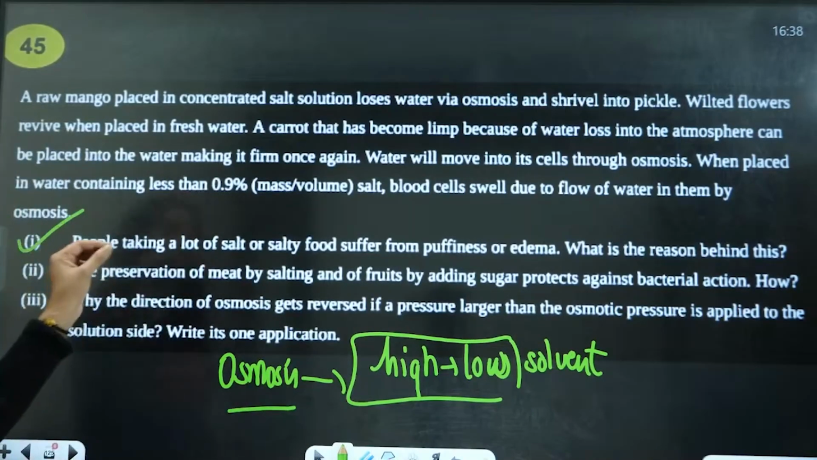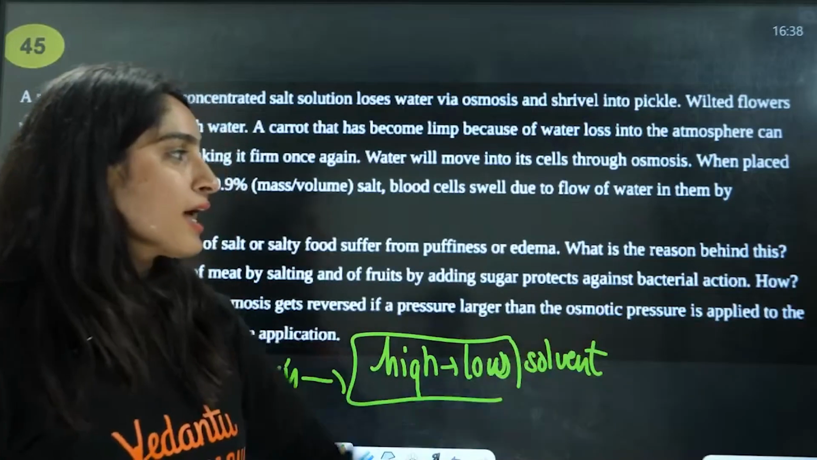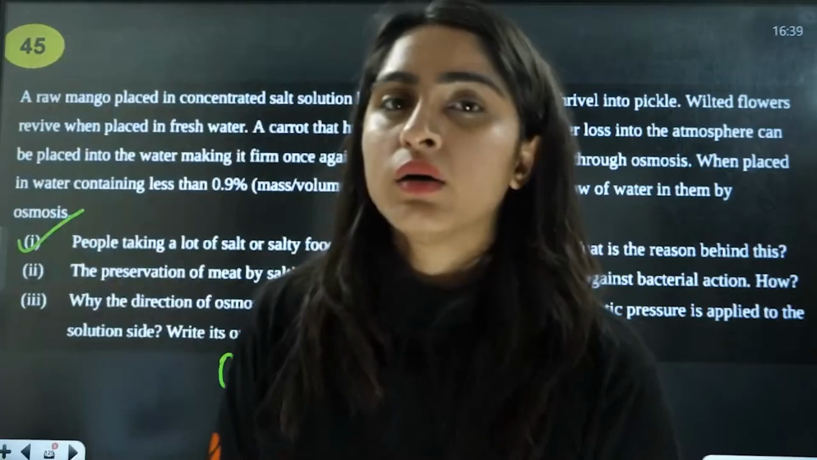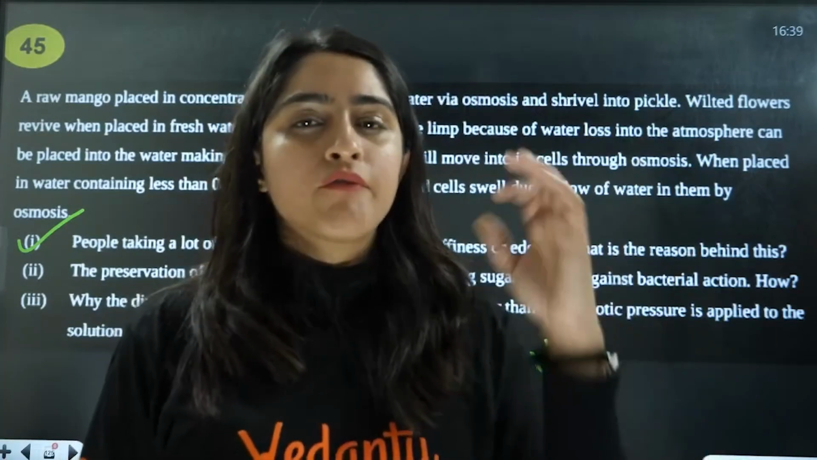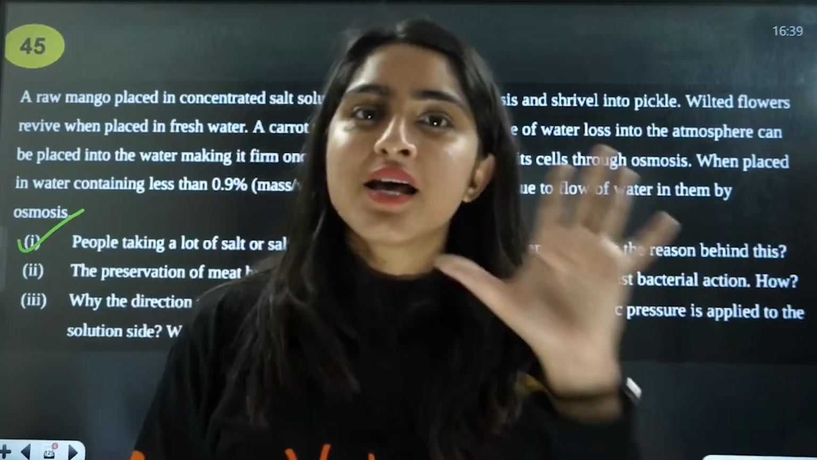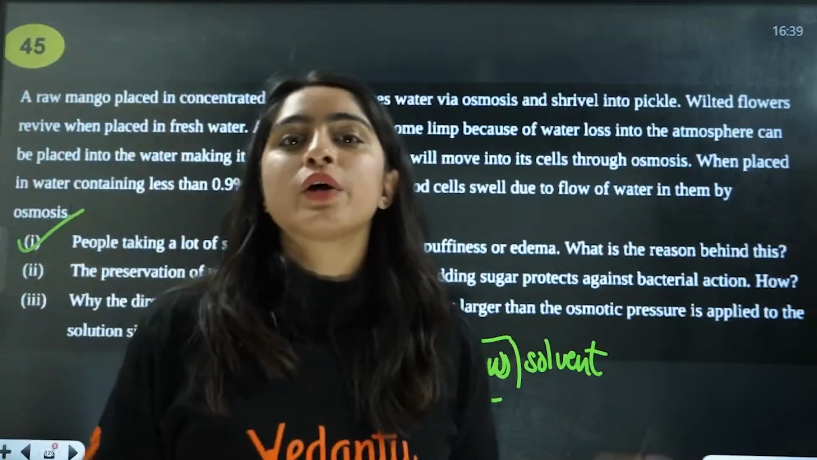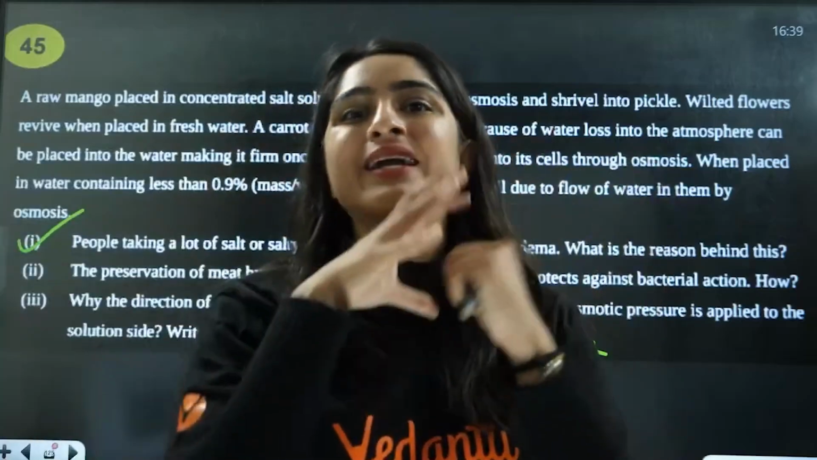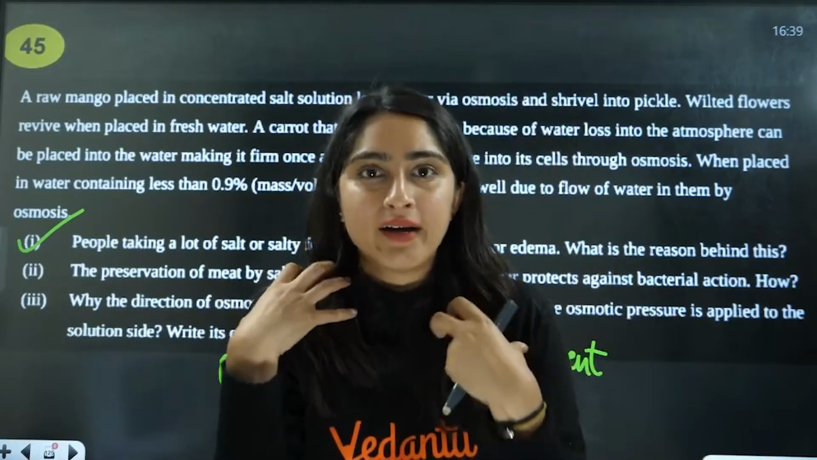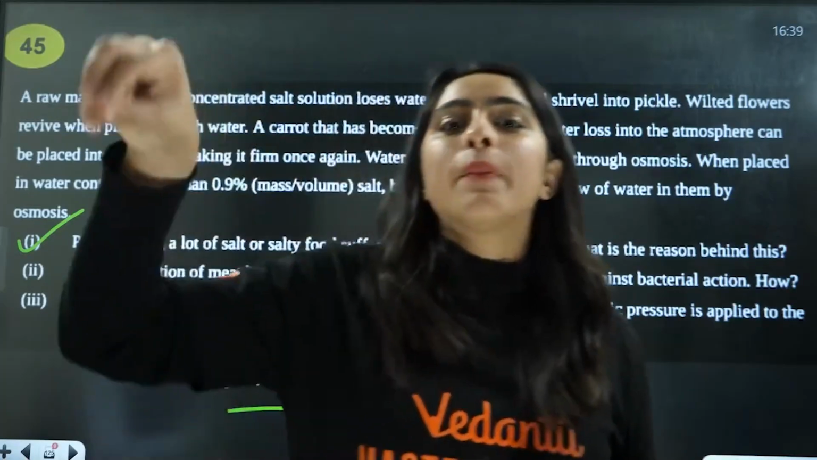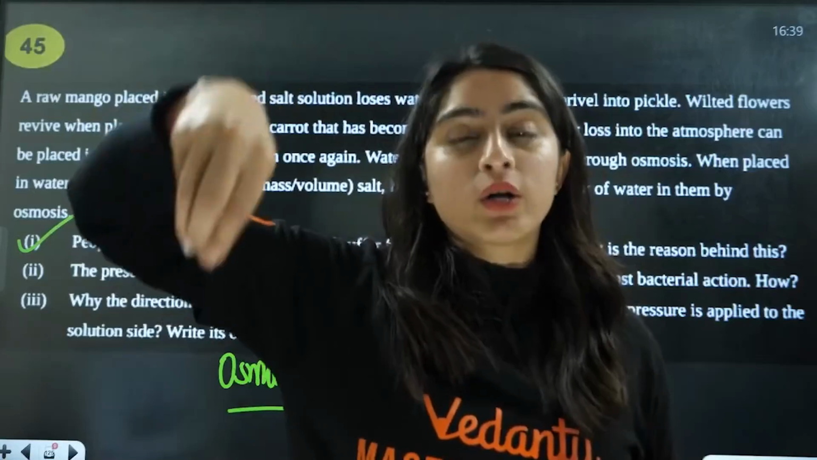Next is the preservation of meat by salting or fruit by adding sugar, which protects against bacterial action. Now, when we want to preserve something in our homes, the very desi method for that is to add salt to it, right? What is the reason? Because when we add salt, the bacteria has water, right? It is hydrated, it has water content in it, but the outside environment has NaCl that has less water content.